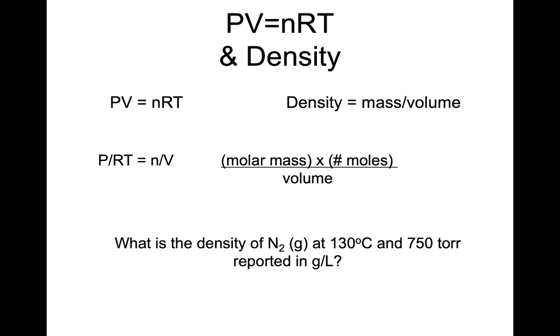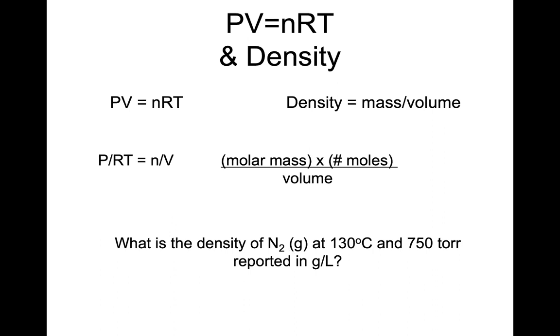And let me show you my strategy if I'm trying to think about density and the ideal gas law. So here's a typical question at the bottom. What is the density of N2 gas at 130 degrees Celsius and 750 torr? Report your answer in grams per liter. Grams per liter, so a mass divided by volume.